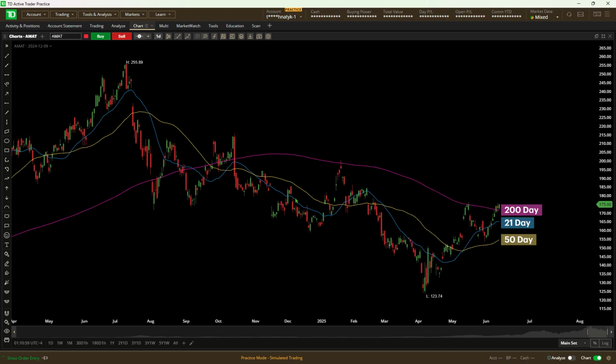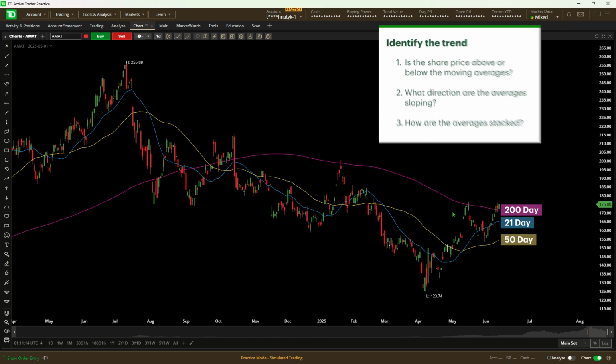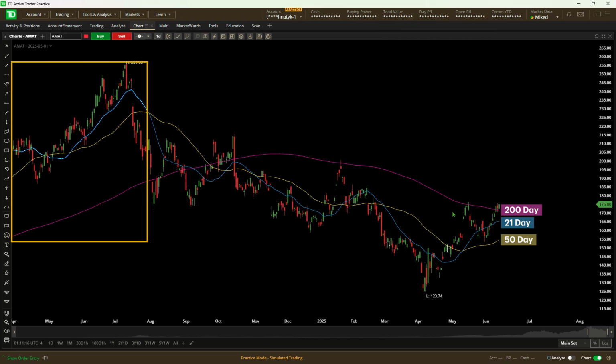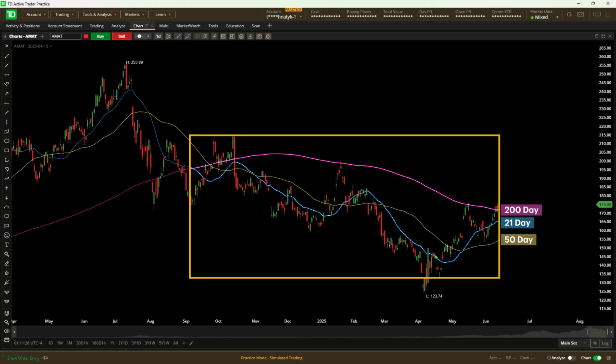To help identify the trend, we're looking for 3 things. Is the share price above or below the moving averages? What direction are the averages sloping? And the vertical orientation. For instance, if the short-term moving average is on top and the long-term is on the bottom, that will typically signal a bullish trend, and if the reverse is true, a bearish trend.